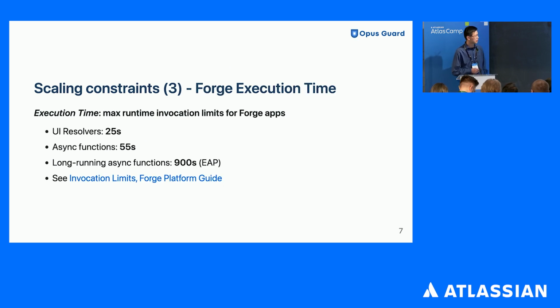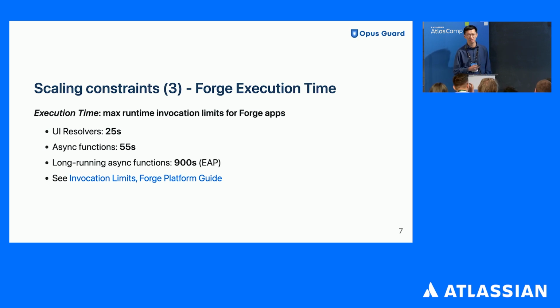The last one about the scaling constraints is something probably most of you have dealt with, which is the Forge execution time limit. For the UI resolver, you have a 25 second limitation. For the async functions, you get 55 seconds. And only recently, the long-running async functions are going to 900 seconds, or 15 minutes. At the time I wrote this slide, it was still in the EAP, and I believe it's now in preview, which is great. It relaxed a lot of those constraints that we are dealing with as app developers. But keep those limits in mind.